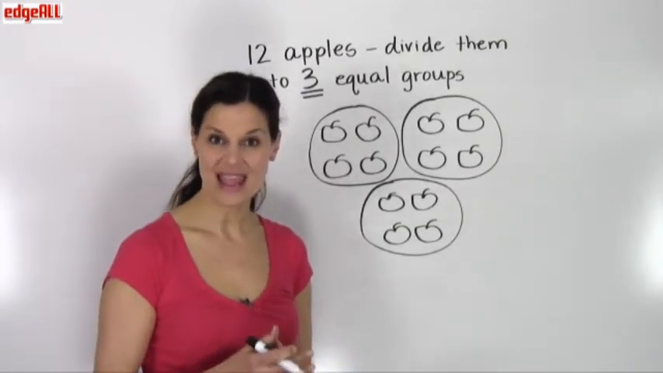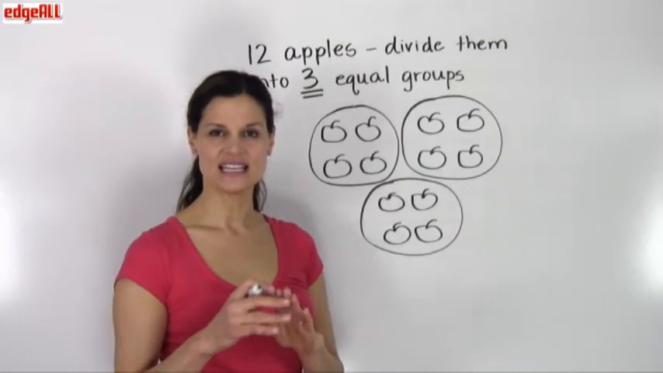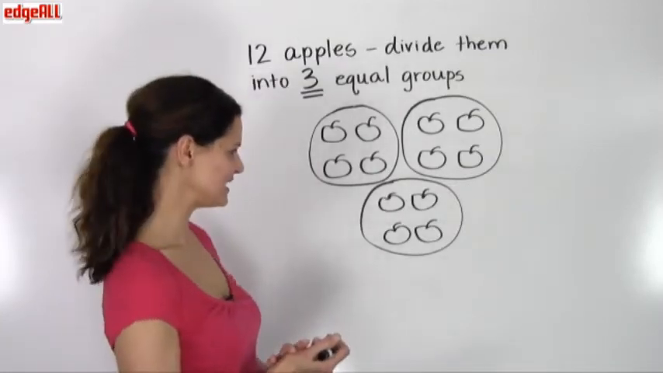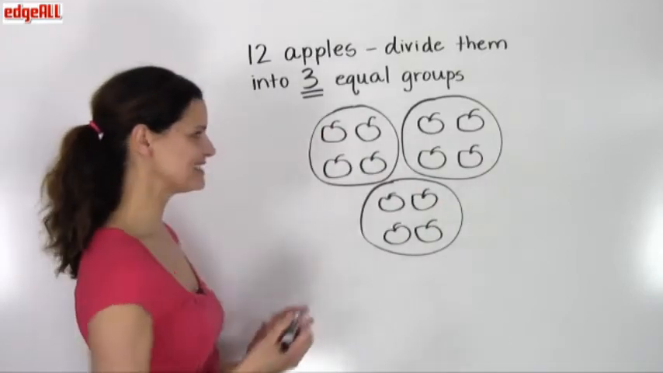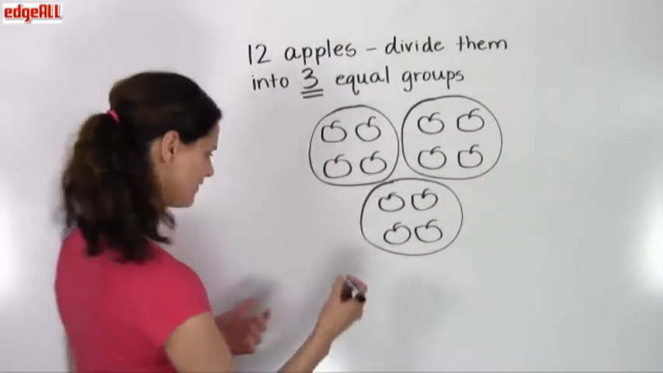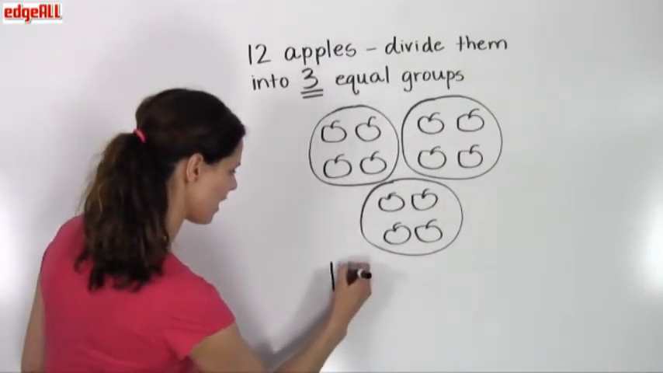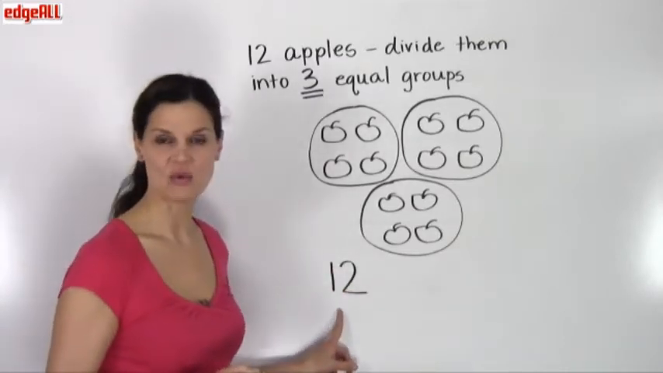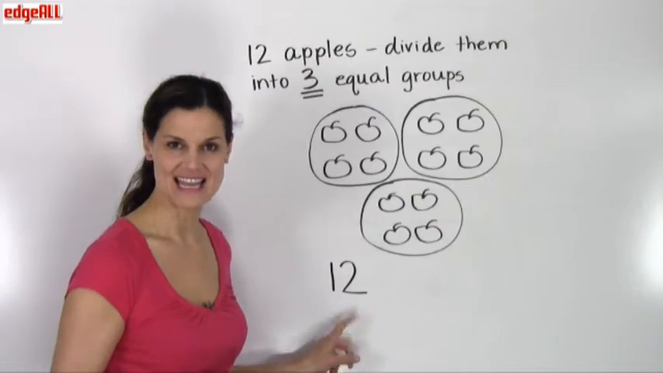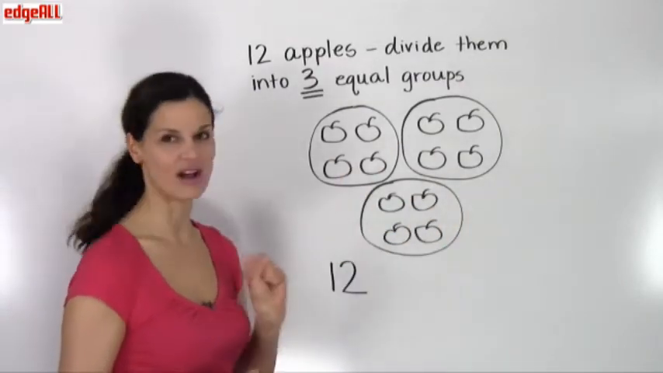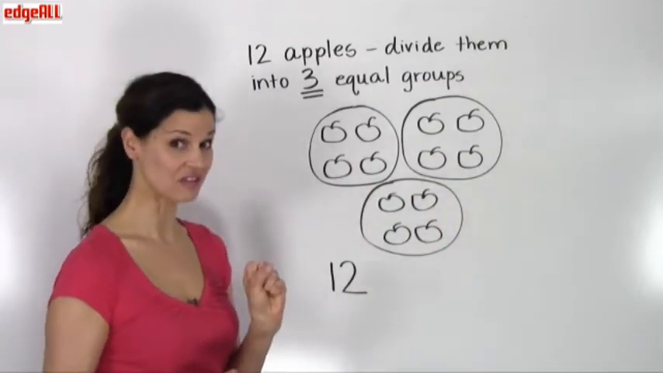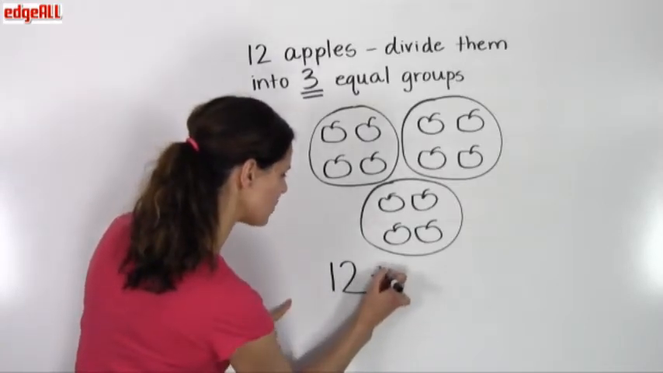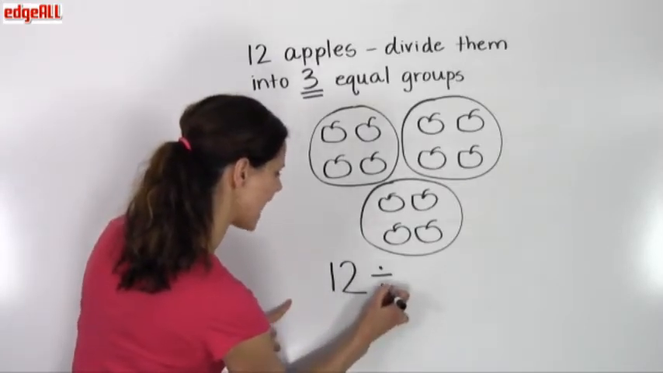So let's write that using our division language. Let's write a mathematical sentence using division to represent what we're looking at here. So we have our 12, which is our original bigger group. And remember, we call that the dividend. That's our big group of 12 apples. So you write that number first. And then we divide by, and we want to put our divisor next.